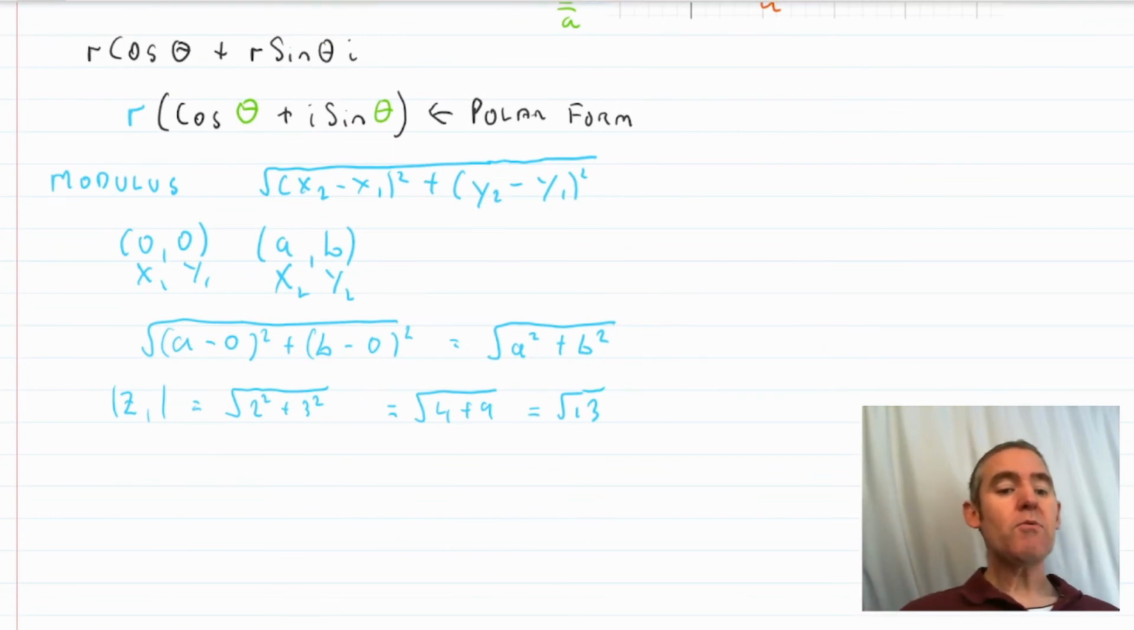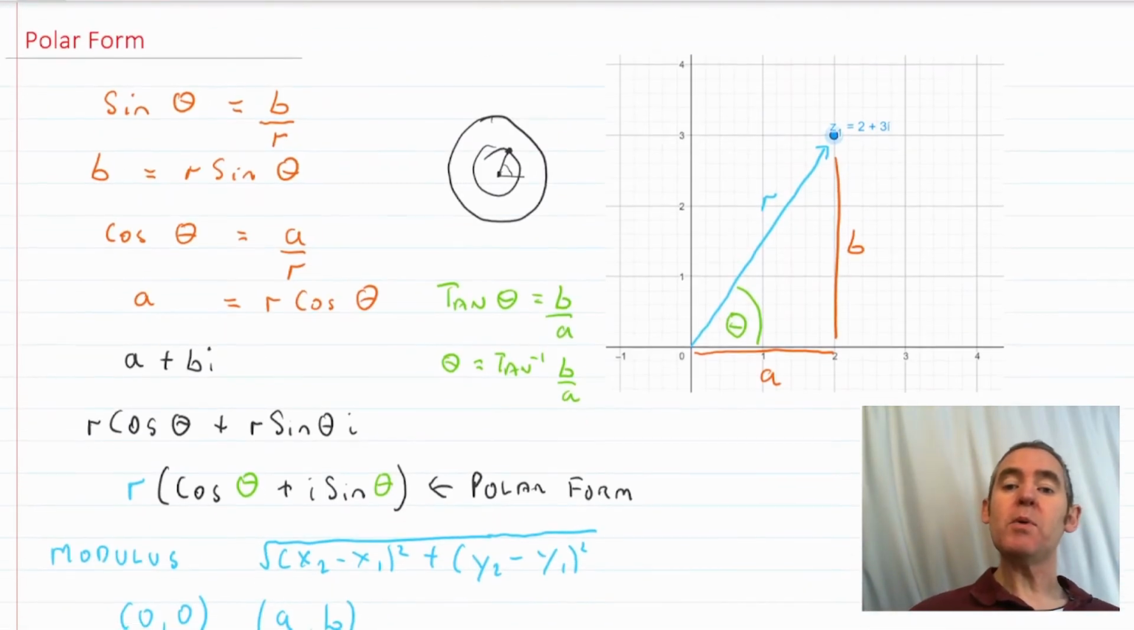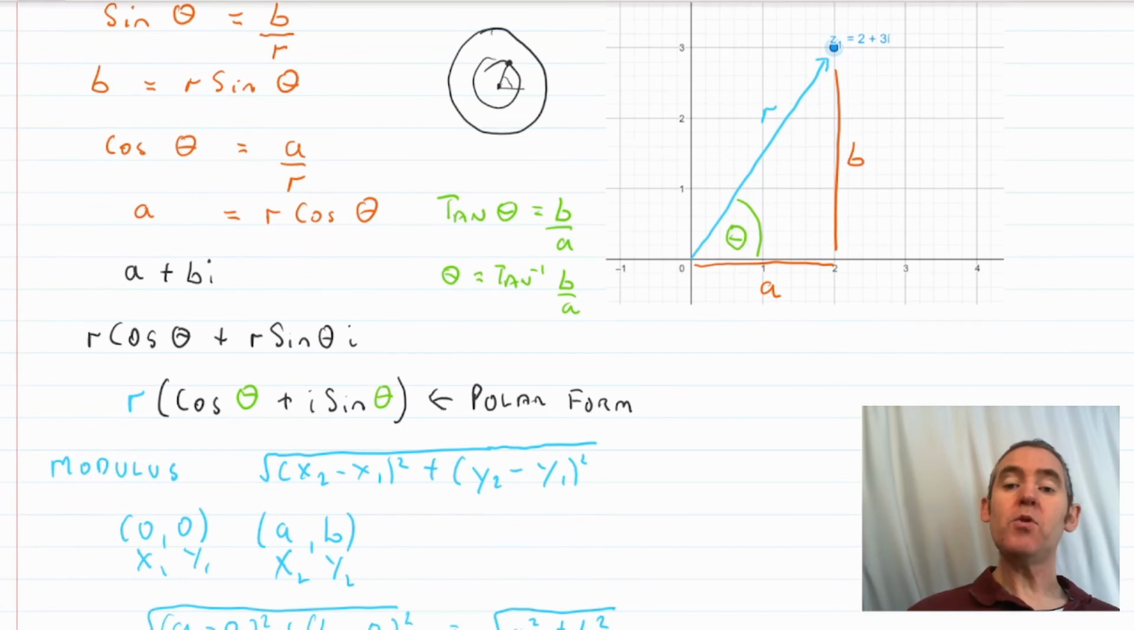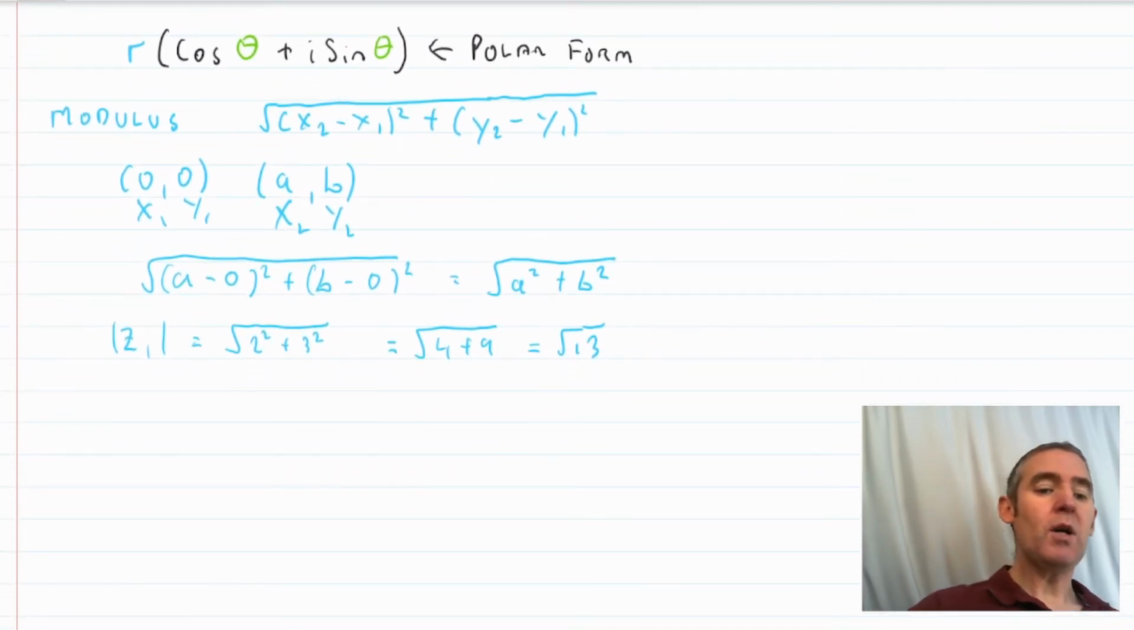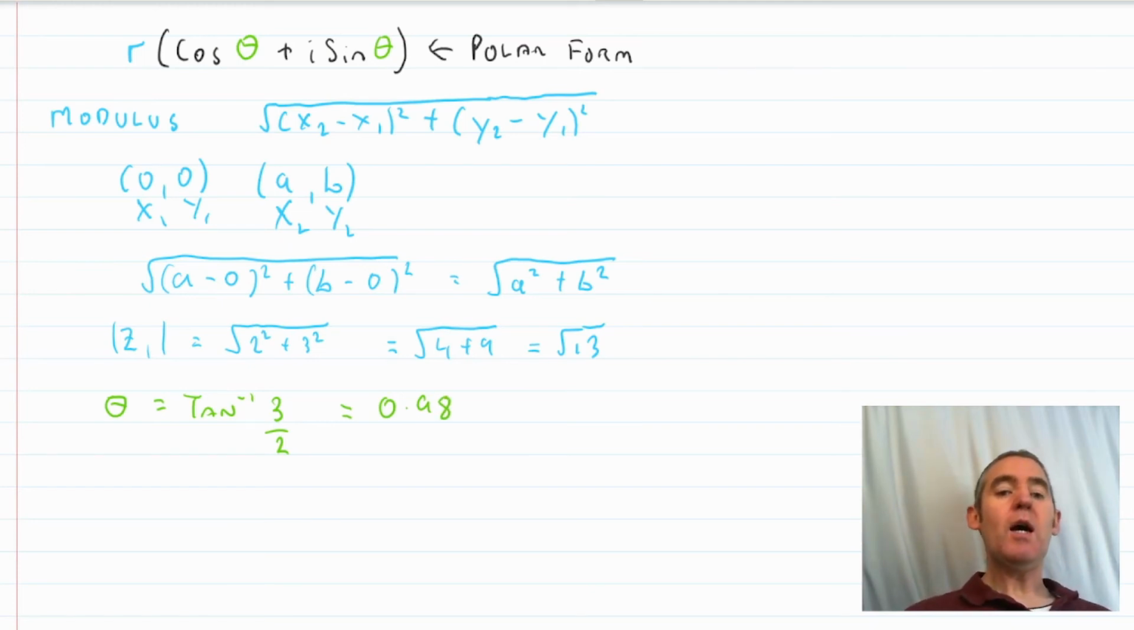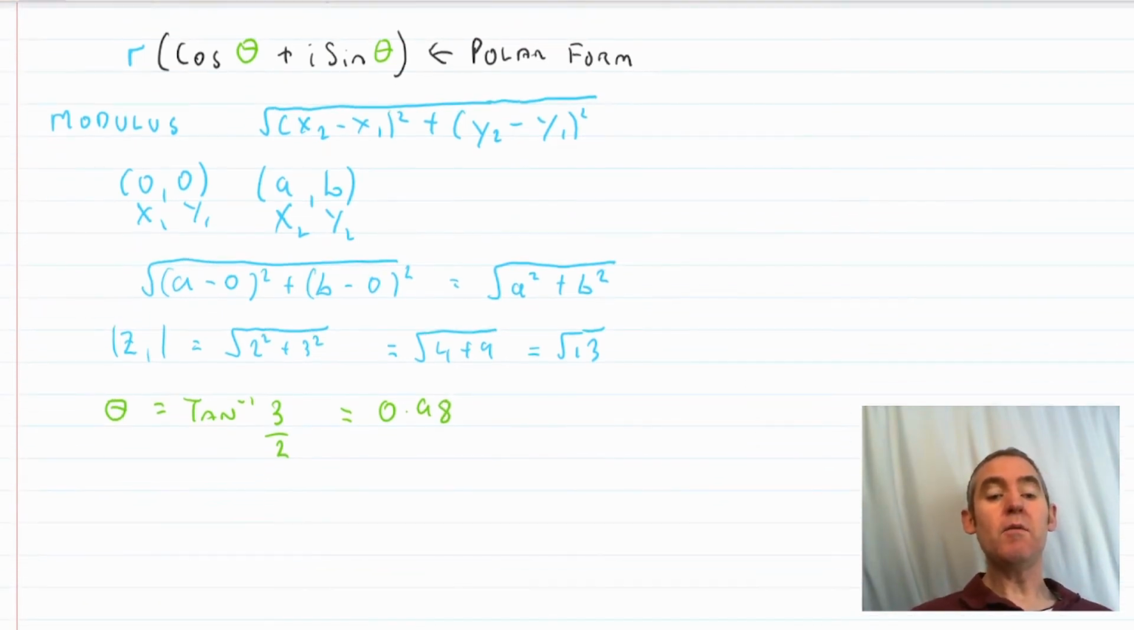So now that we understand radians, let's get the argument for this particular complex number, 2 plus 3i. So theta in this case is the inverse tan of 3 over 2, and you can use your calculator to get that, and in radians you'll find that to be 0.98. So that is the argument, and we have the modulus.